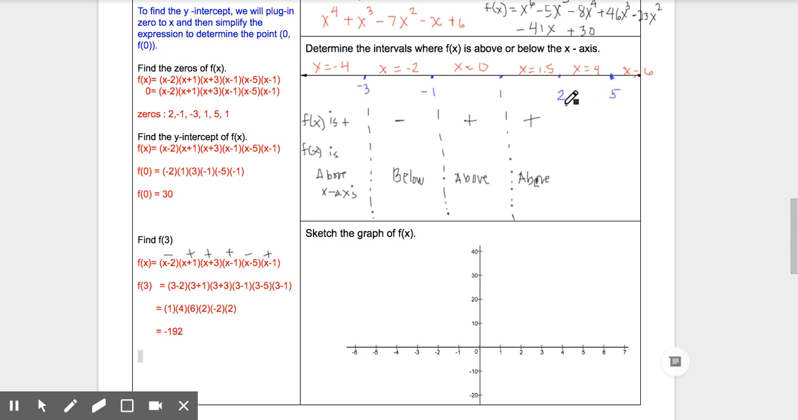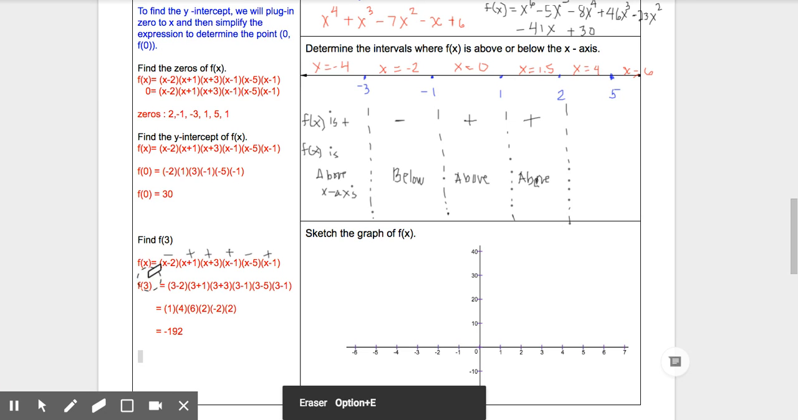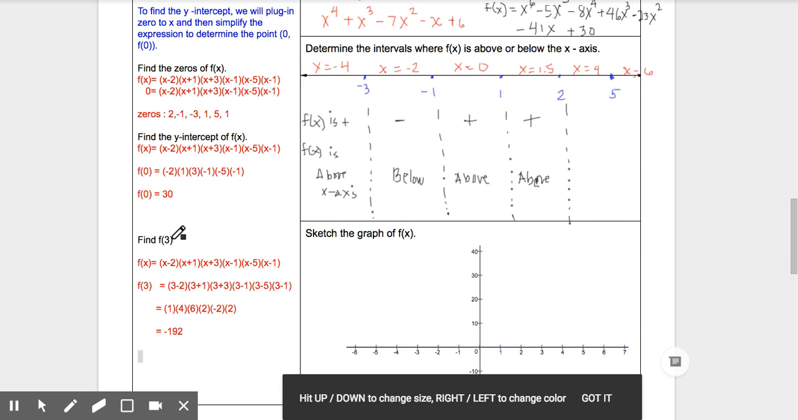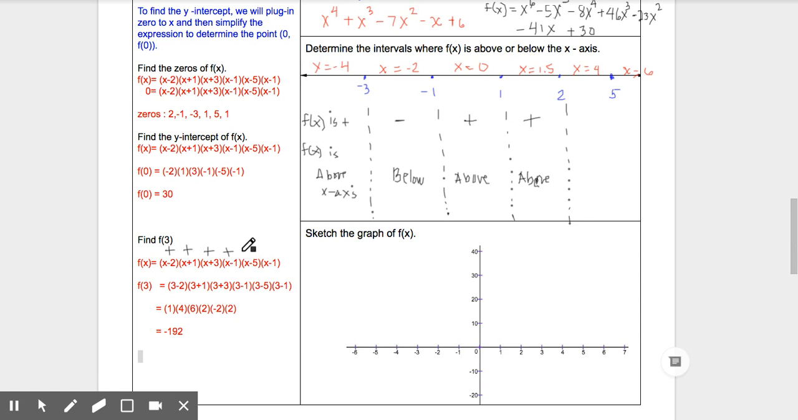Okay, now 2 more sections. So x equals 4. When x equals 4, 4 minus 2 is positive, 4 plus 1 is positive, 4 plus 3 is positive, 4 minus 1 is positive, 4 minus 5 is negative, and 4 minus 1 is positive. Well, 1, 2, 3, 4, 5, when we multiply positive numbers, the result's always positive, and then we multiply by a single negative, so this will be negative. That means the graph is below the x-axis.